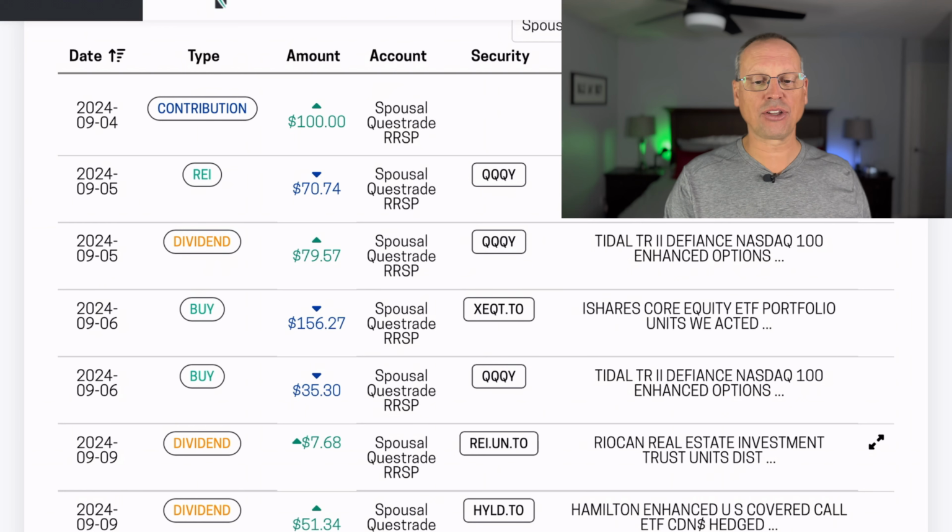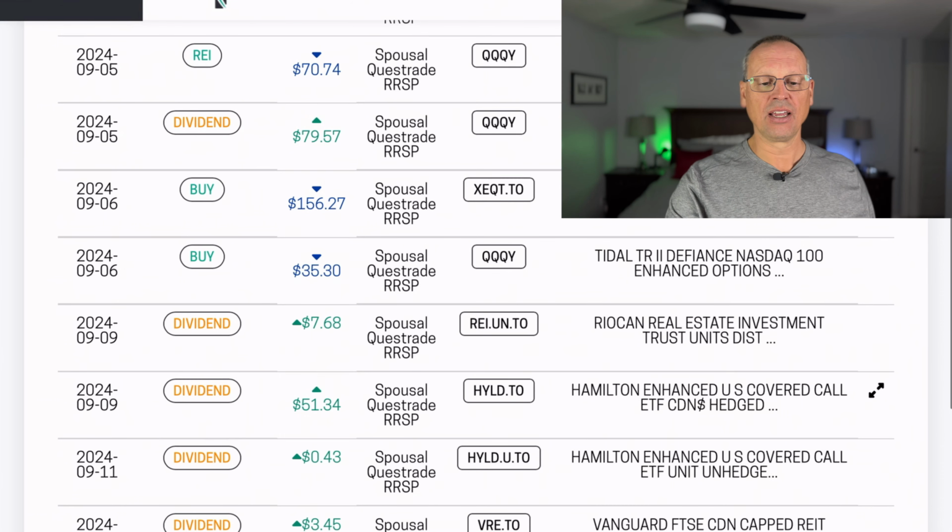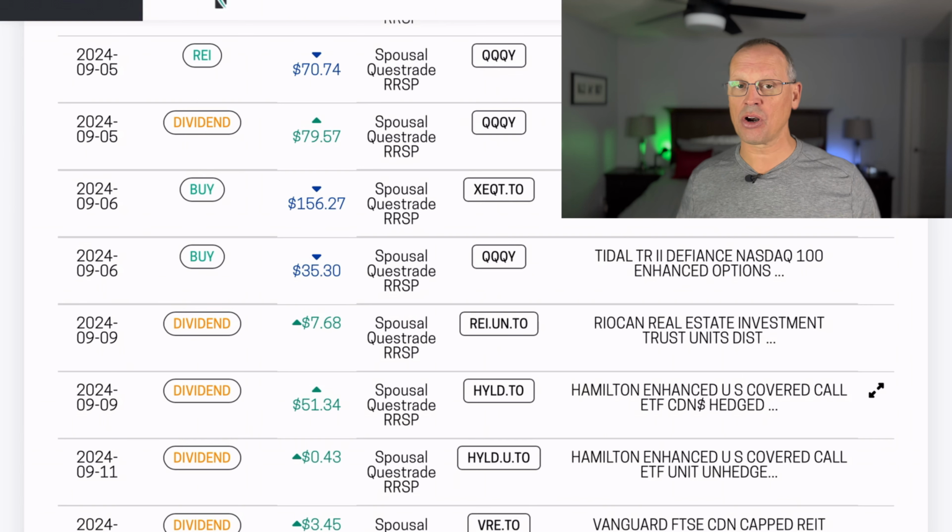And of course, we had QQQY pay out $79.57. Now I have QQQY set on DRIP, so it automatically was reinvested. And you can see here we bought 2 shares at $35 of QQQY. That left over a little bit of money.